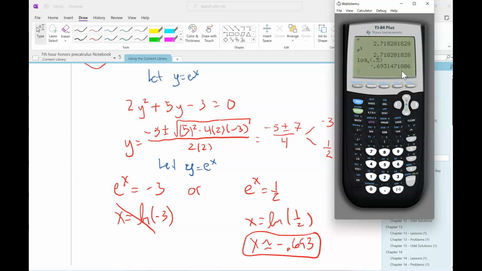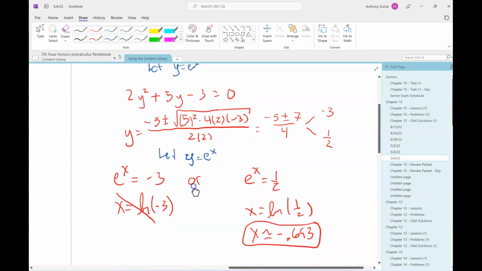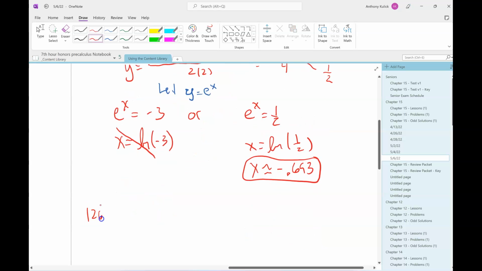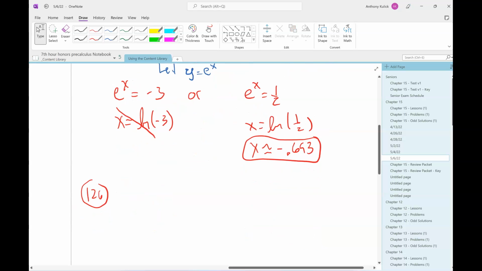Jacob. You do number 126? Sure. So we got 400 over 1 plus 95e to the negative 0.6x equals 500.